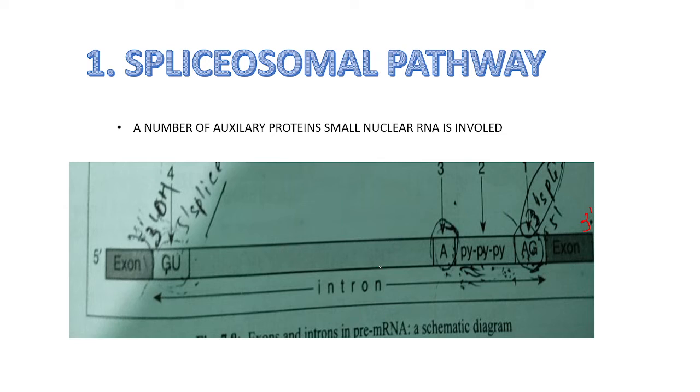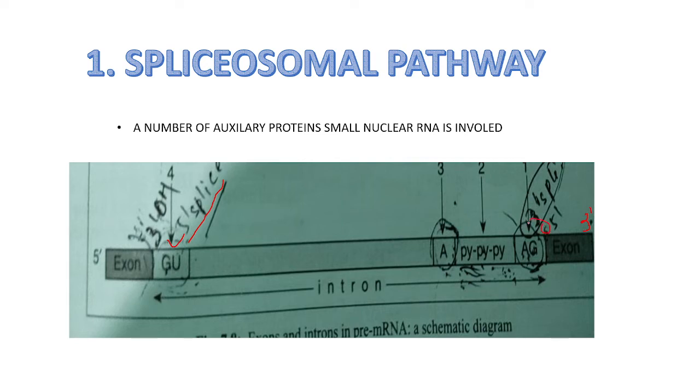And what parts of the introns are involved in the splicing process? Let's discuss one by one. So this is known as the 5' splice site. As I have shown you, this part is known as the 5' splice site, and this part is known as the 3' splice site.